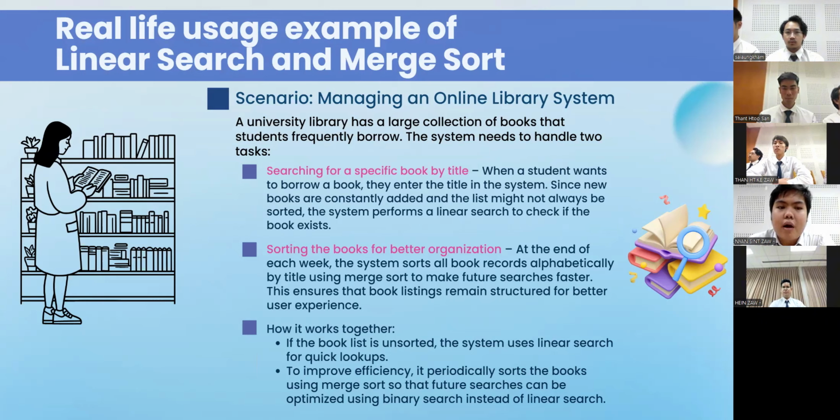Let me explain how it works together. If the book list is unsorted at the start of the week, the system uses linear search for quick lookups. But at the end of the week, all these books must be sorted periodically. We're going to use merge sort so that future searches can be optimized using binary search instead of linear search, because if the books are all sorted, we can use binary search, which is much more efficient.